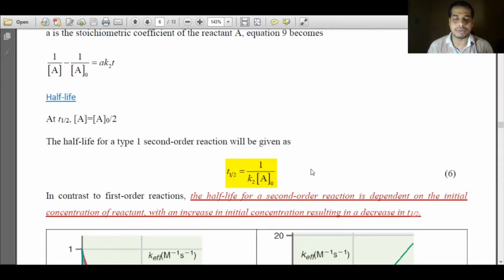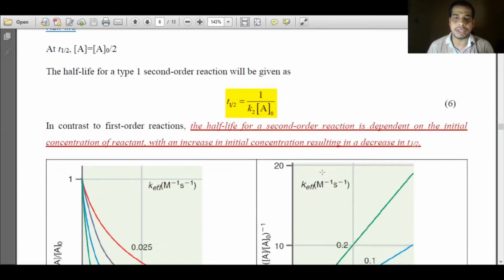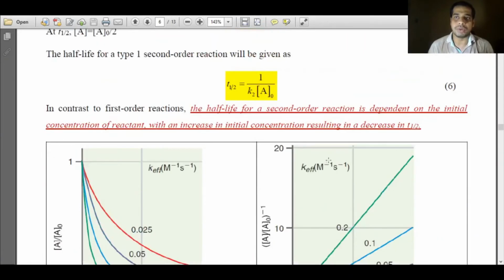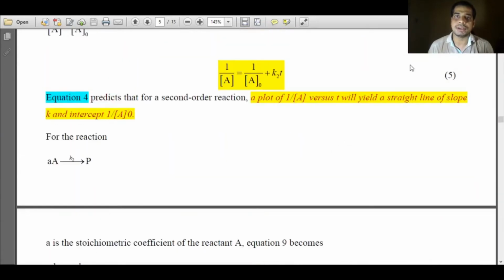Now look at this equation 6. It says the half-life of a type 1 second order reaction is dependent upon the initial concentration of the reactant. But in case of first order reaction, the half-life was independent of the concentration of the reactant. Now we'll use this equation 5 to plot a graph.